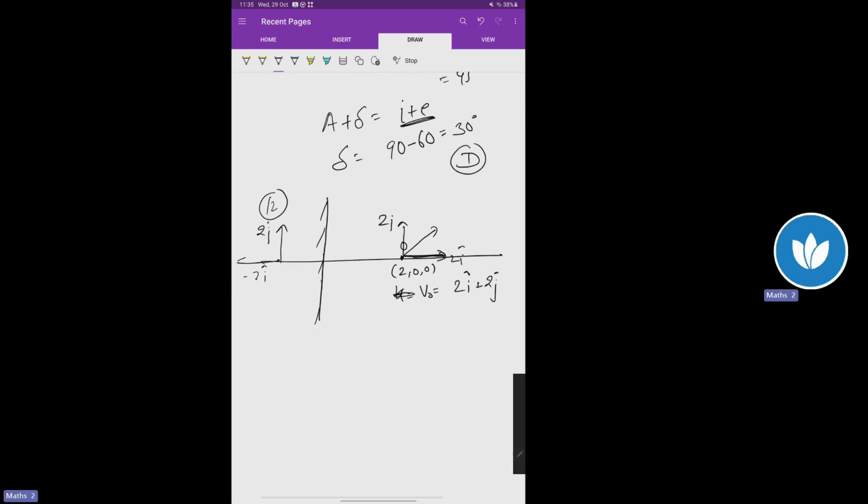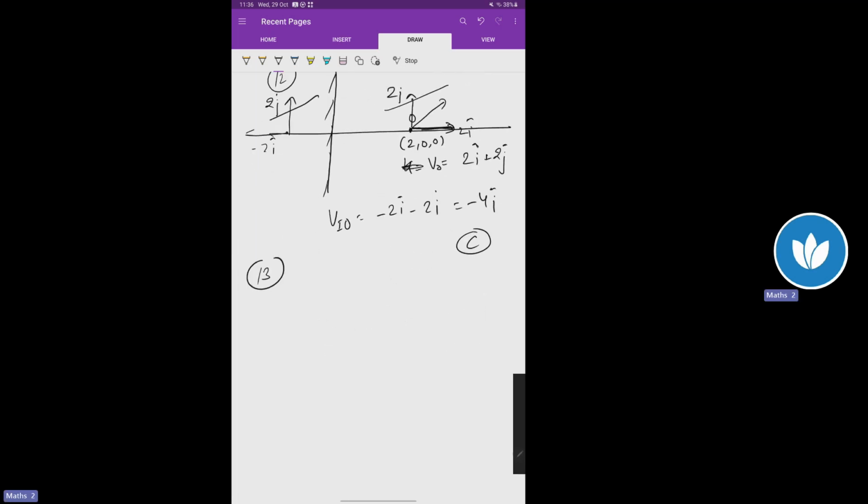Now the final relative velocity of image with respect to object. So these components cancel out, and the velocity of image with respect to object is minus 2i minus 2i, minus 4i. It is in the direction of the negative x-axis. Option C.